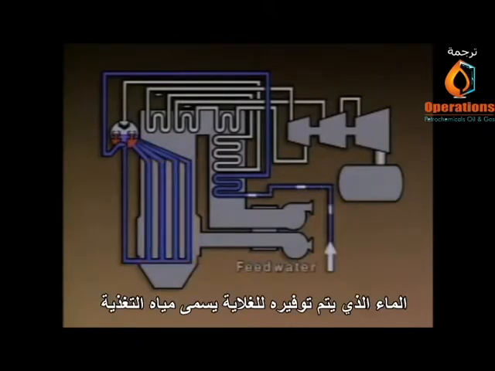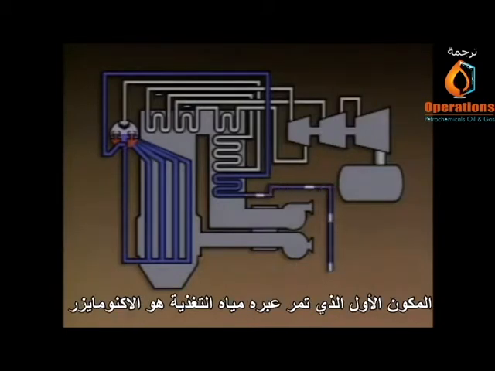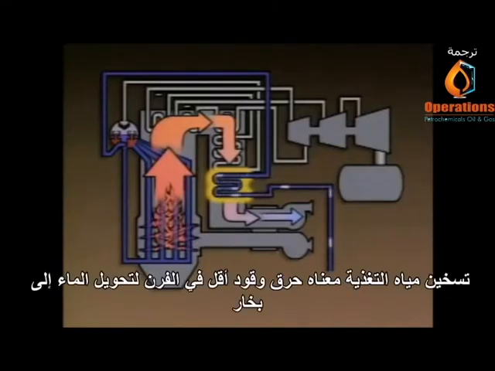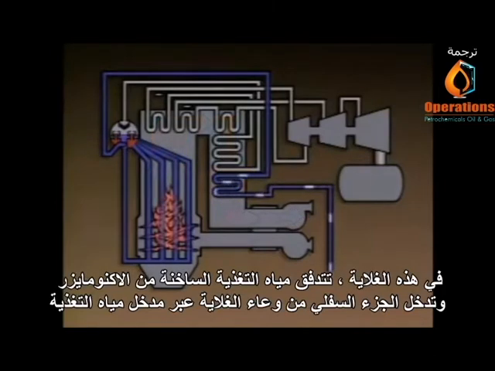The water that is supplied to a boiler is called feed water. The first component that the feed water passes through is the economizer. The economizer uses heat from combustion gases that would otherwise flow out of the stack to heat the feed water. Heating the feed water means that less fuel has to be burned in the furnace to convert the water into steam. In this boiler, the heated feed water flows from the economizer and enters the bottom part of the boiler drum through the feed water inlet.